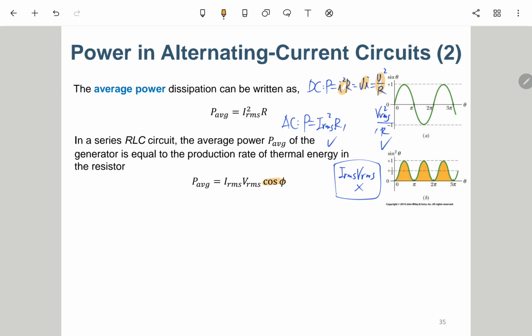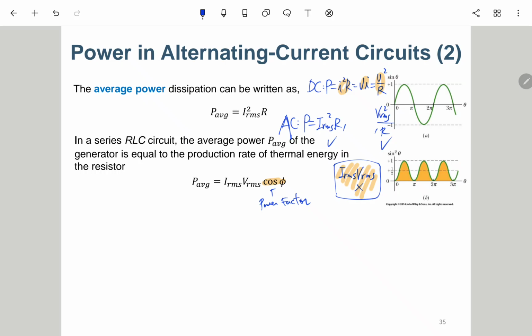This one we call the power factor. So this one you need to pay attention. Don't consider that for DC, versions 1, 2, 3 are all okay, but for AC, only this one and this one are okay. This one is not okay.